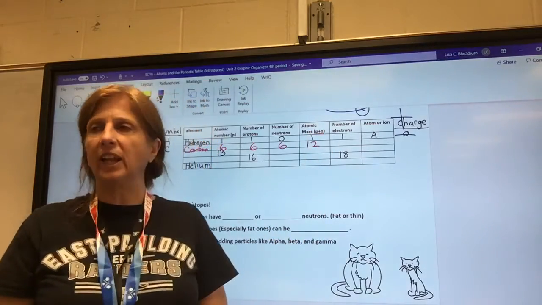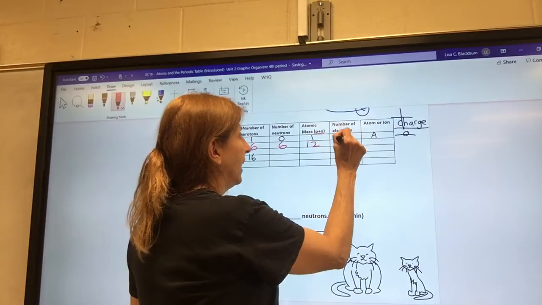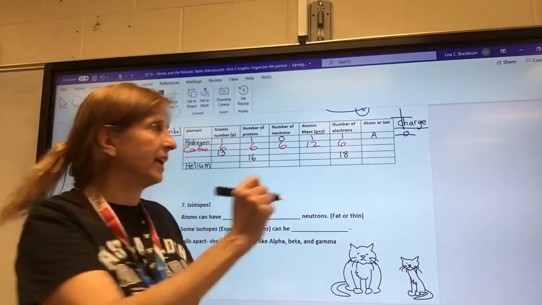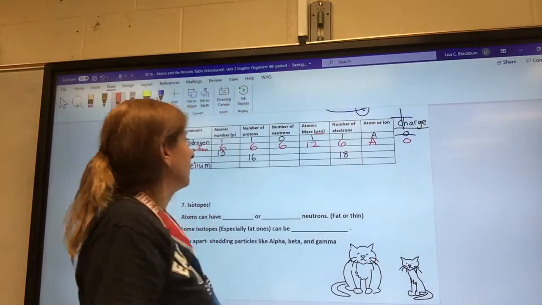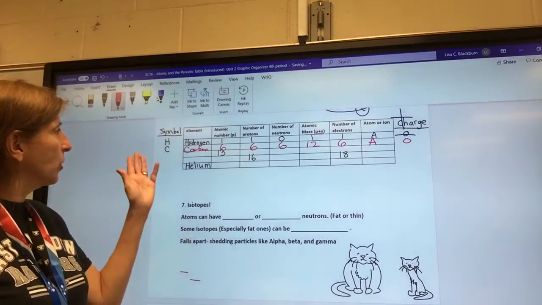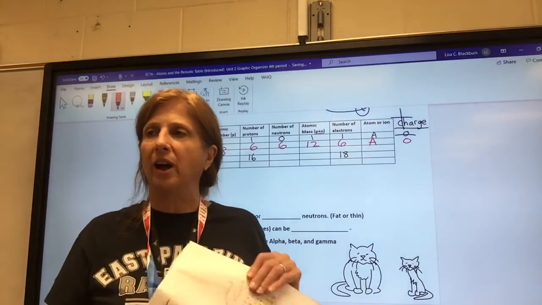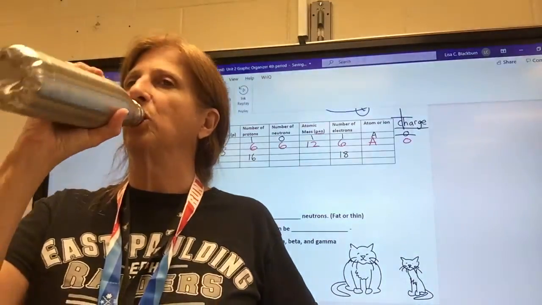What is the number of electrons in a neutral carbon? 6. And is it an atom or an ion? It's an atom because it doesn't have a charge, and its charge is 0. How come it doesn't have a charge? Because there was no clue telling us it has a charge. There'll be some that will have a clue to let you know it has a charge. This one doesn't have one.